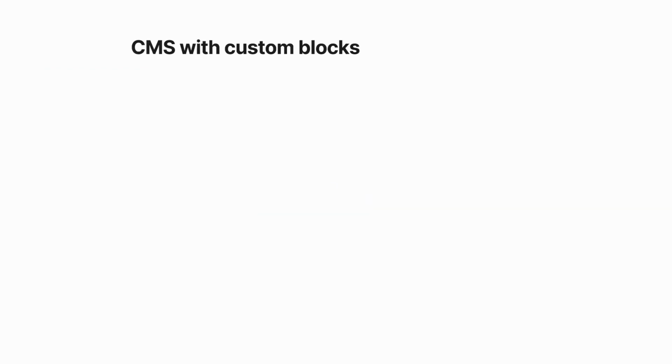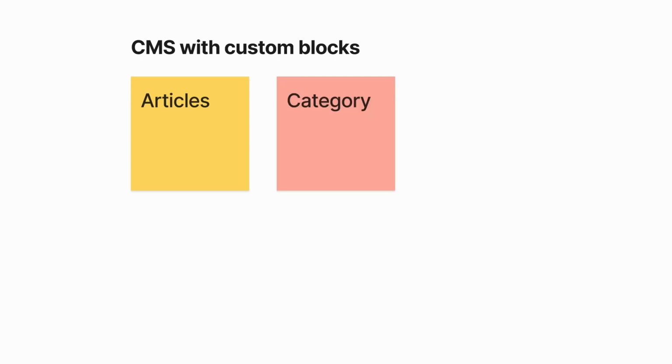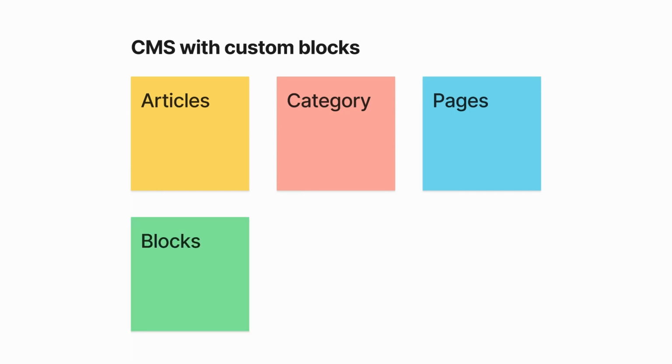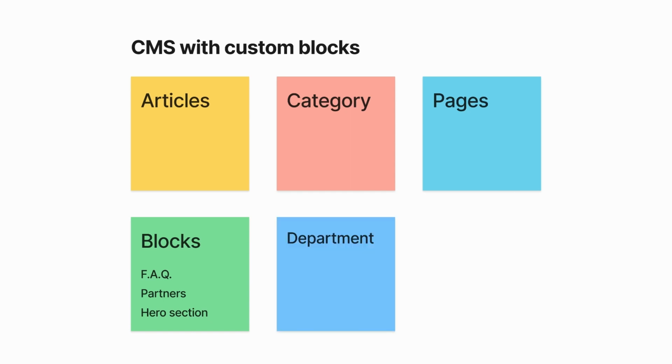For today, let's imagine that we need a website where we want to manage articles, which are added to categories. Further, we want to manage standalone pages that are composed of blocks, specifically an FAQ accordion, a list of partners, a hero section, and basic rich text content. For the contact page, we have various departments in our company, and we want to display contacts from them on the web. With this, we would have an idea of our new content management application for our new website.